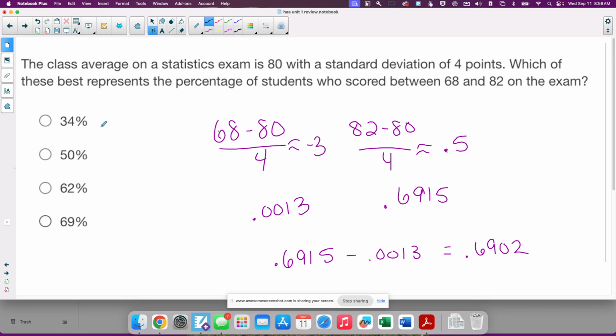Okay, so again, set it up. This is another in between. Got 3 of these on here so far. These should be getting pretty boring as far as setting them up. I know it's a lot of work, but go ahead and do it. It ends up being 69% based on your z-tables.